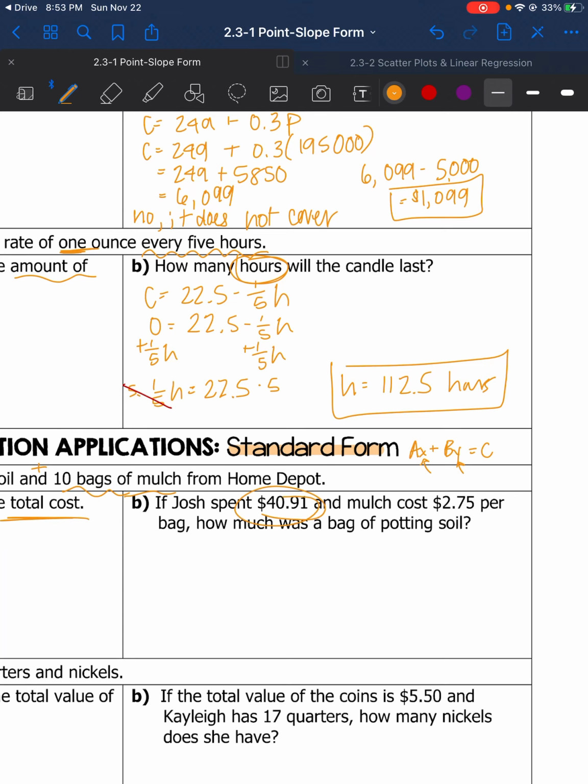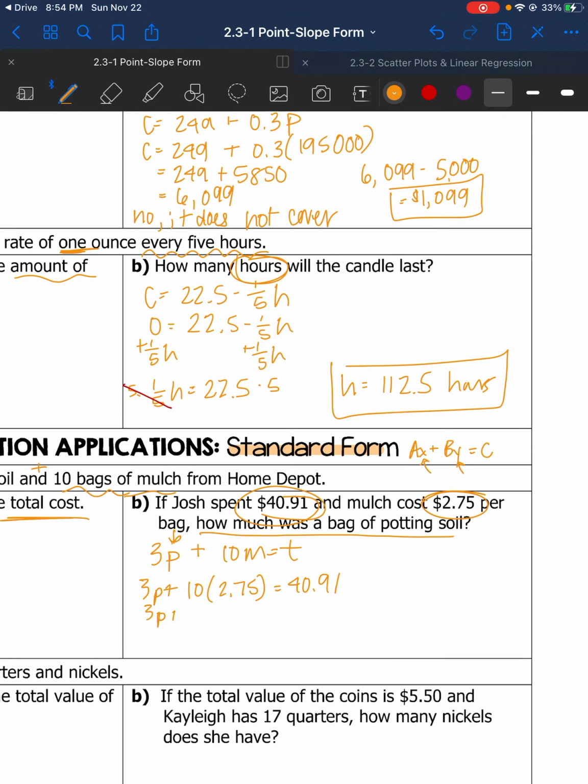Okay, so he spent this much. So this is equal to the total cost. And then this 2.75 is the cost of mulch. So we said 3 times the cost of the potting soil plus 10 times the cost of mulch is equal to the total cost. Well, we're trying to find out how much was the bag of potting soil, which is P by itself. So 3P plus 10, we said M was 2.75, is equal to 40.91.